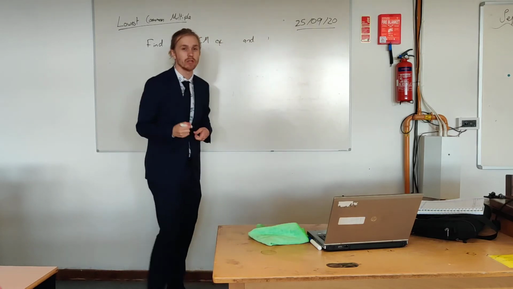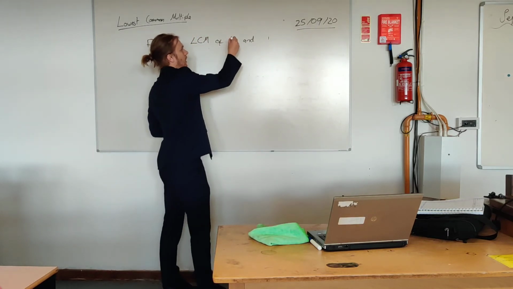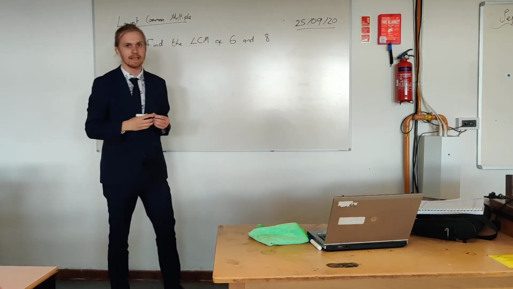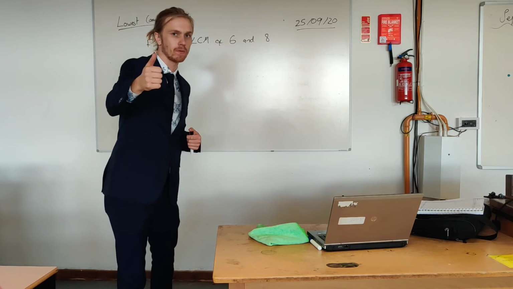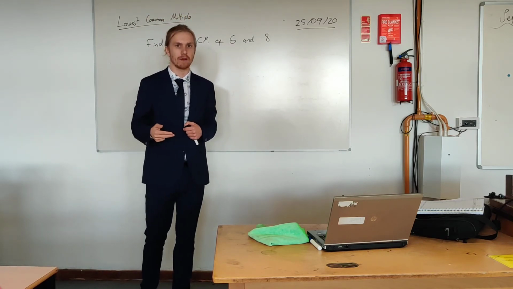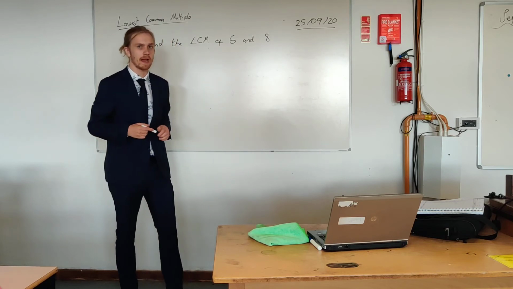Right, now it's your one to have a go at in your exercise books. I want you to find the lowest common multiple of 6 and 8. Remember, you need your first few multiples of 6, your first few multiples of 8, and then the lowest one they have in common. So pause the video and have a go at that now.